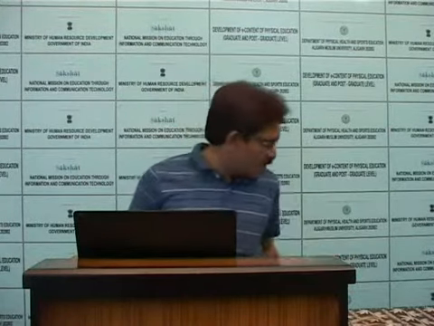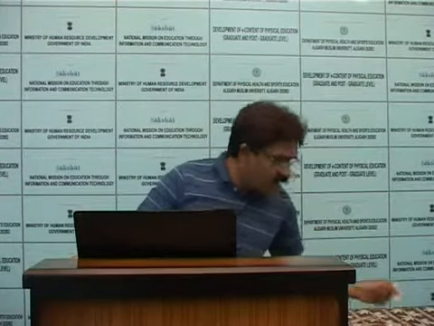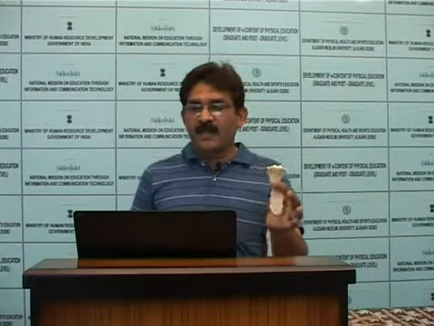Blood cell production: RBCs, red blood cells, are produced in the red bone marrow of certain flat and irregular bones. Flat bones, this is the sternum. This is a flat bone. In this bone, the red bone marrow of certain flat and irregular bones produces red blood cells.